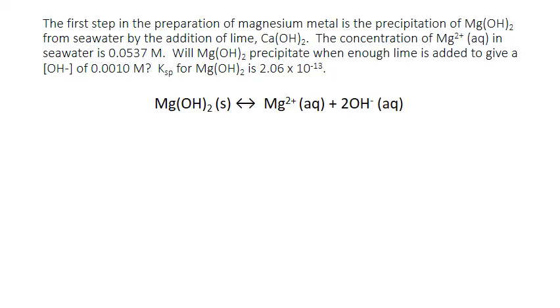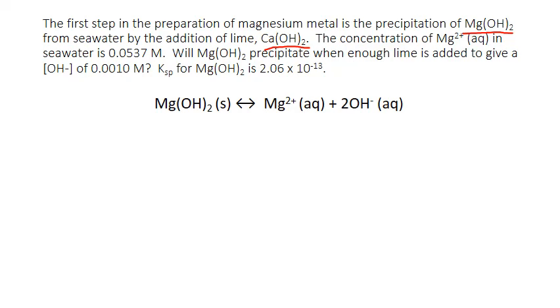Turns out that magnesium ion is readily available in seawater, and the first step in the preparation of pure magnesium metal is the precipitation of magnesium hydroxide from the seawater. So magnesium hydroxide is a sparingly soluble ionic compound, and it is precipitated out by the addition of lime, which is another term for calcium hydroxide, to that water.